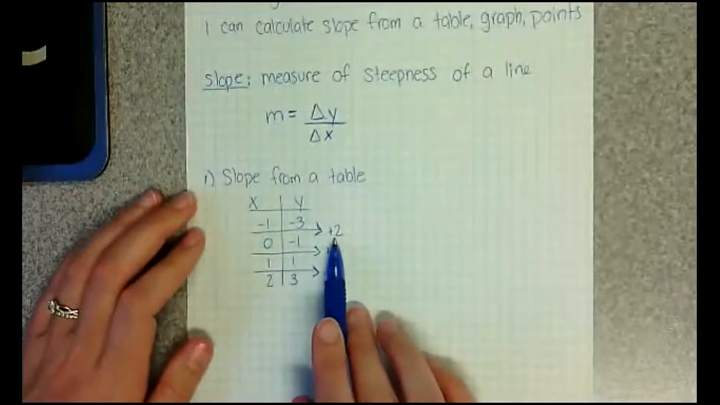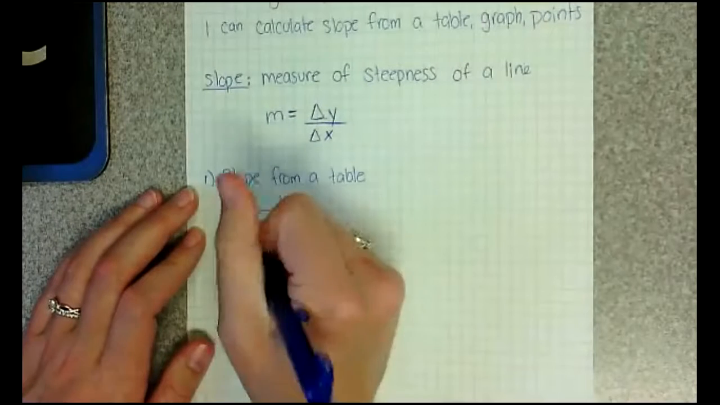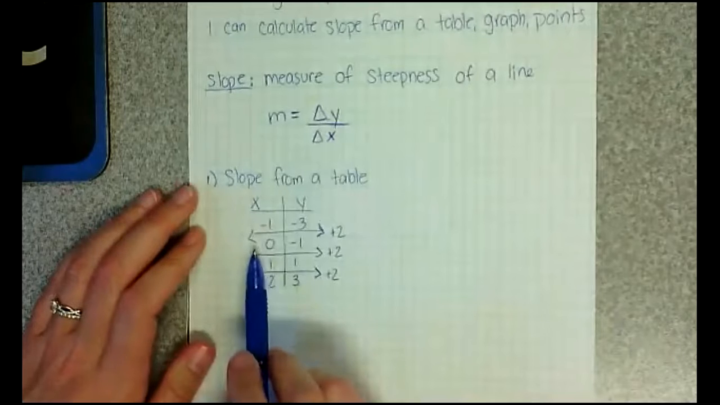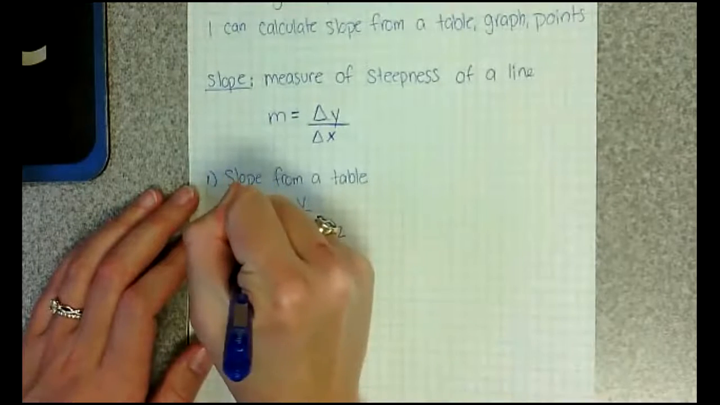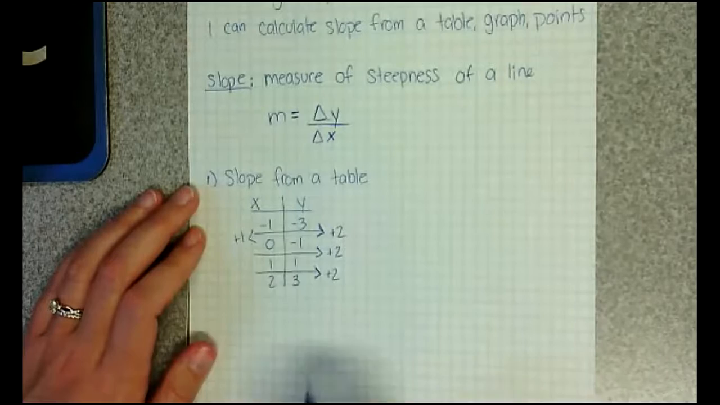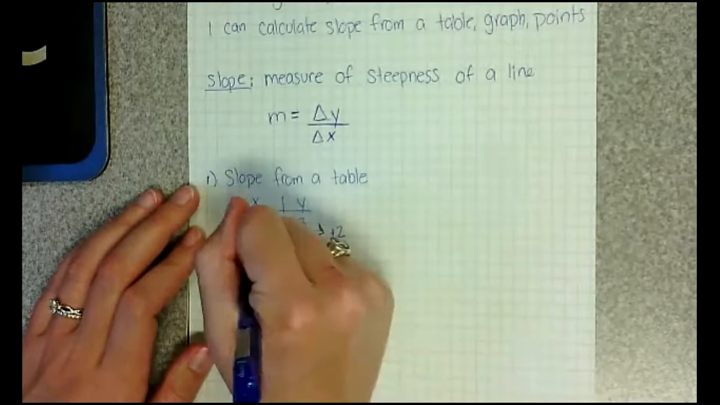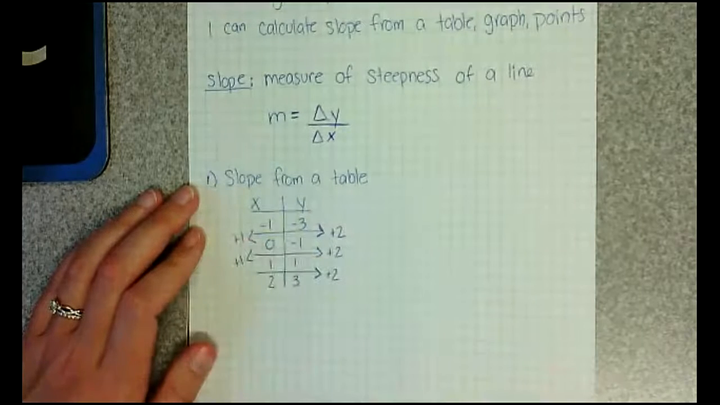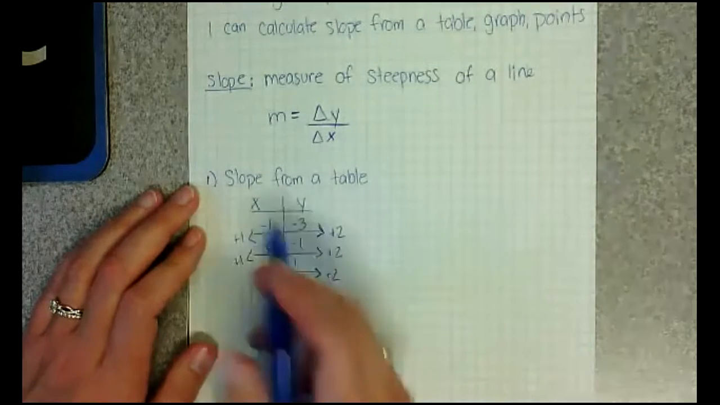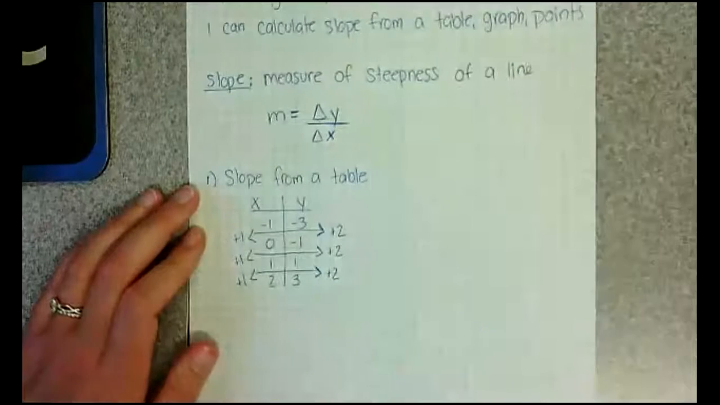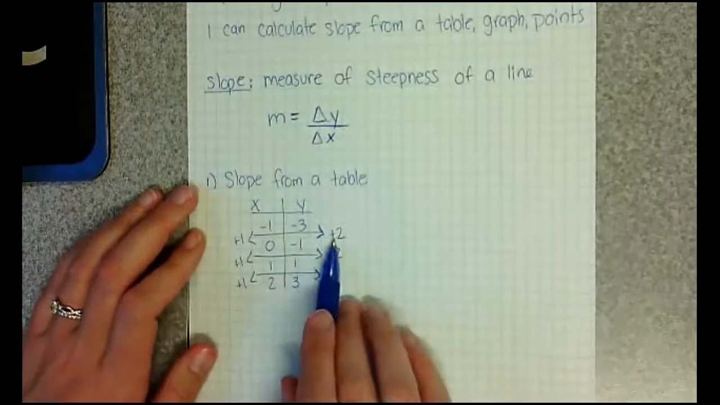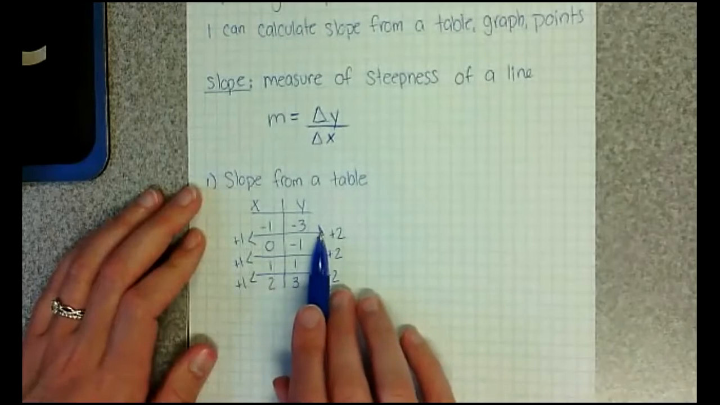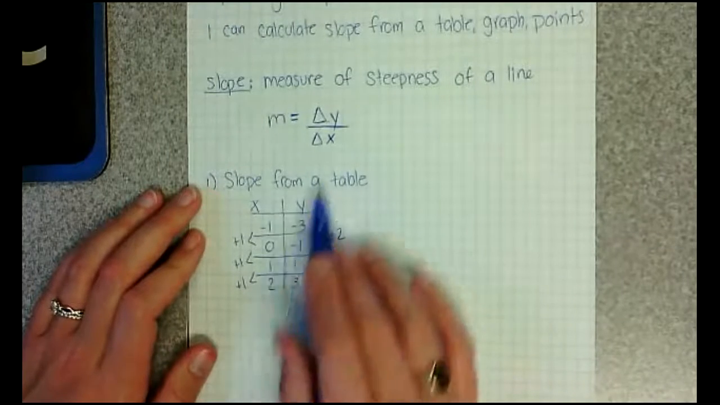Okay. Once we have found the change in y, now we need to find the change in x. So -1 to 0, that went up by 1. 0 to 1, that went up by 1. 1 to 2, that went up by 1. So we're just finding how the y is changing and how the x is changing, and now we're gonna write it like this.